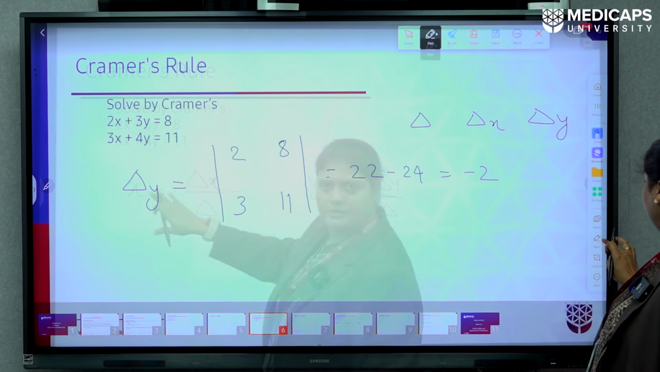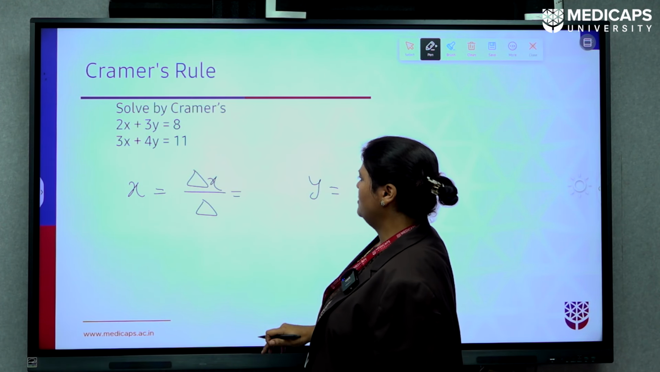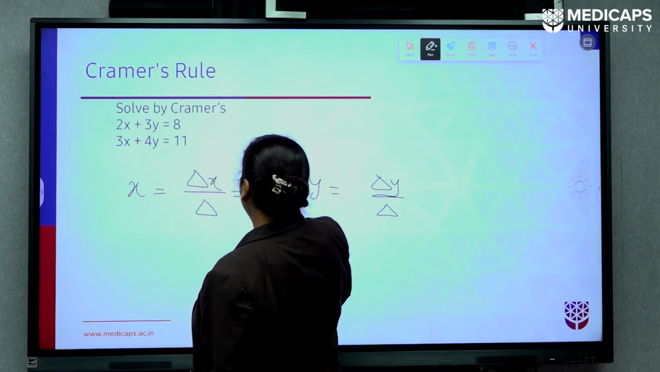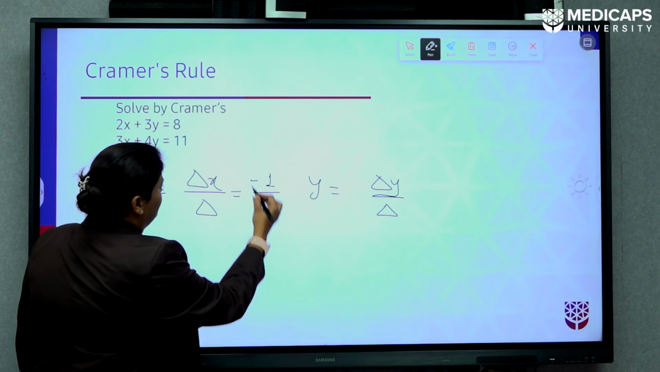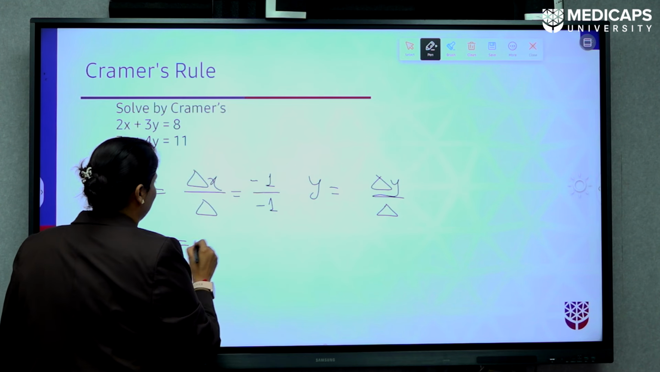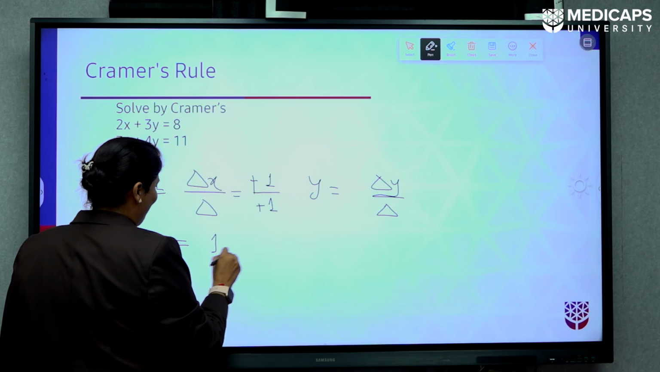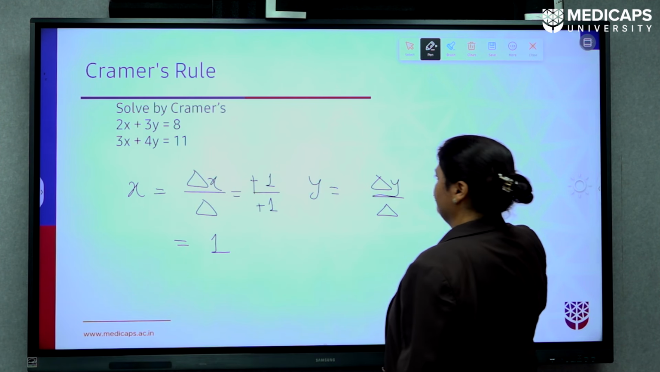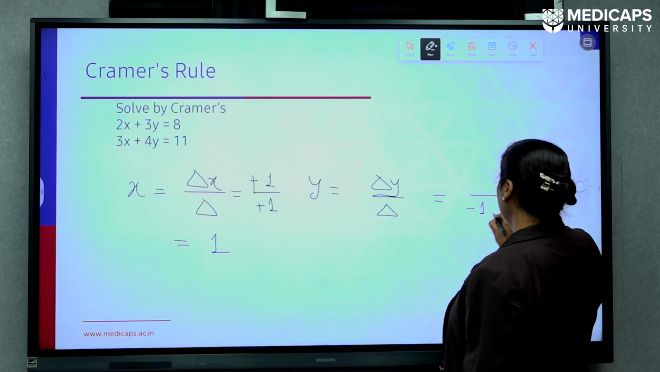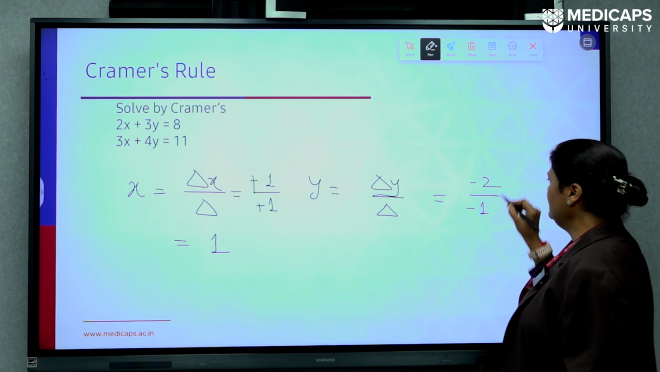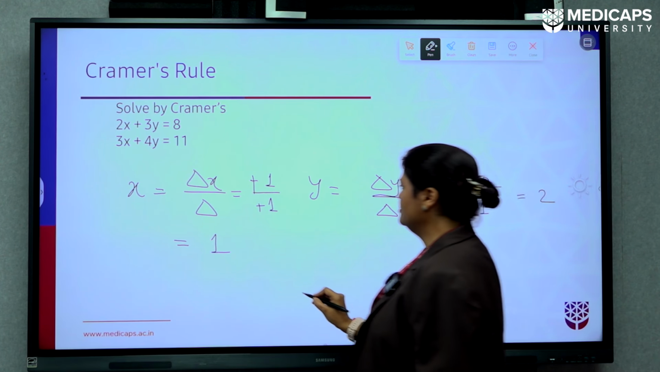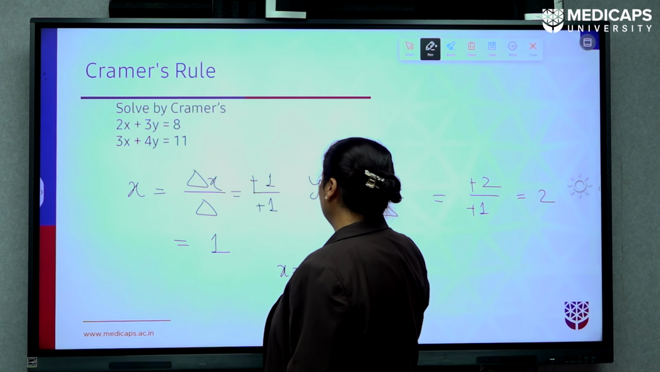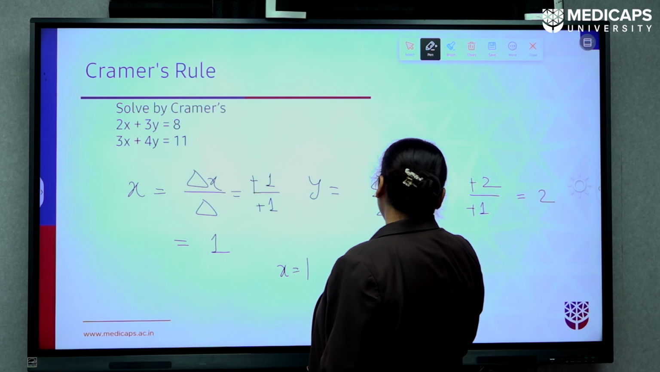So for x and y, we have x is equal to del x upon del. We have calculated that del x is -1, del is also -1. So -1 by -1, many children cancel and get 0, but that does not happen. 1 by 1 is 1. Then y is del y upon del. The value of del is -1, and we have calculated del y as -2. So this will become 2. So the solution of this equation is x is equal to 1 and y is equal to 2.